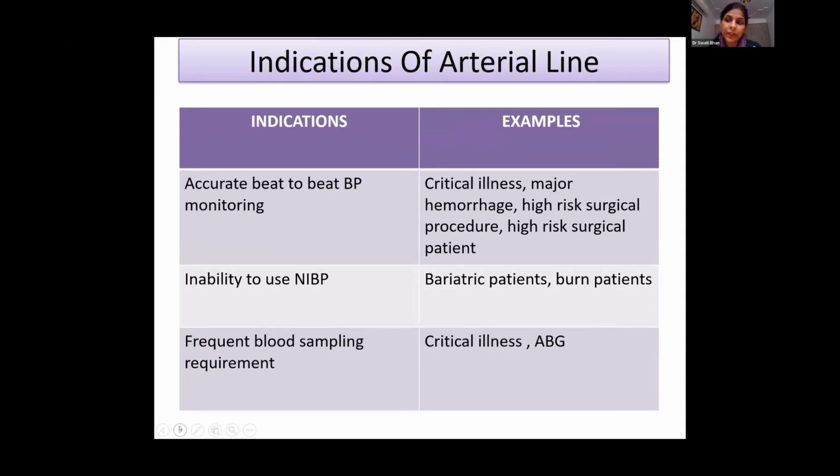The use of a non-invasive BP cuff gets difficult because the size is not available. Or in burn patients where we cannot use a non-invasive BP cuff. Then in critically ill patients where we require frequent blood sampling. So in these patients, we have to put an arterial line.